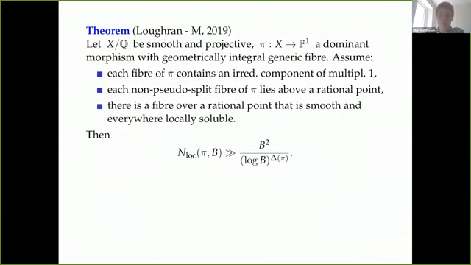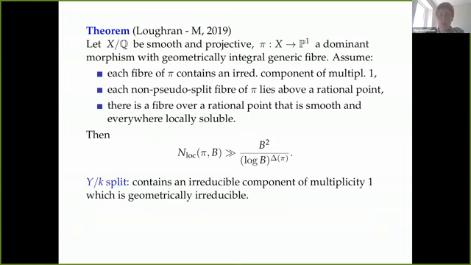Now, in joint work with Loughran, we prove, in the case of fibrations over the projective line, matching asymptotic lower bounds under a couple of conditions. We assume that each fiber in the fibration has an irreducible component of multiplicity 1. We assume that each non-pseudo-split fiber lies above a rational point. This will be defined in a moment. And we assume that there exists a fiber above a rational point that is both smooth and everywhere locally soluble.